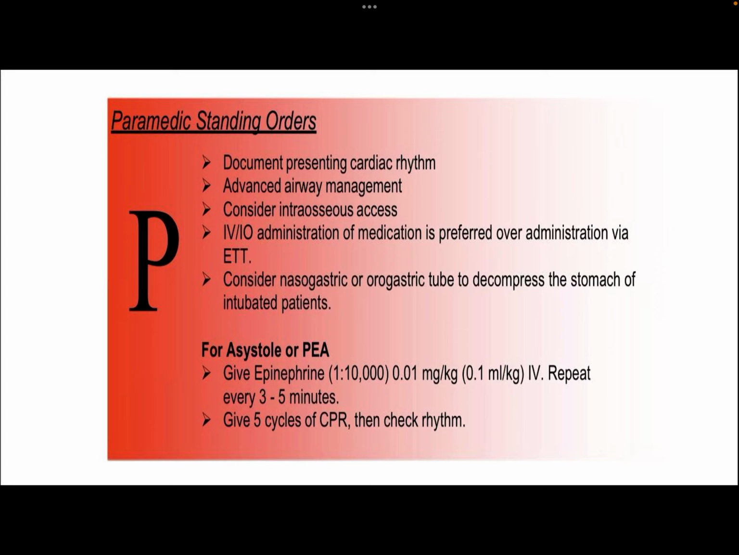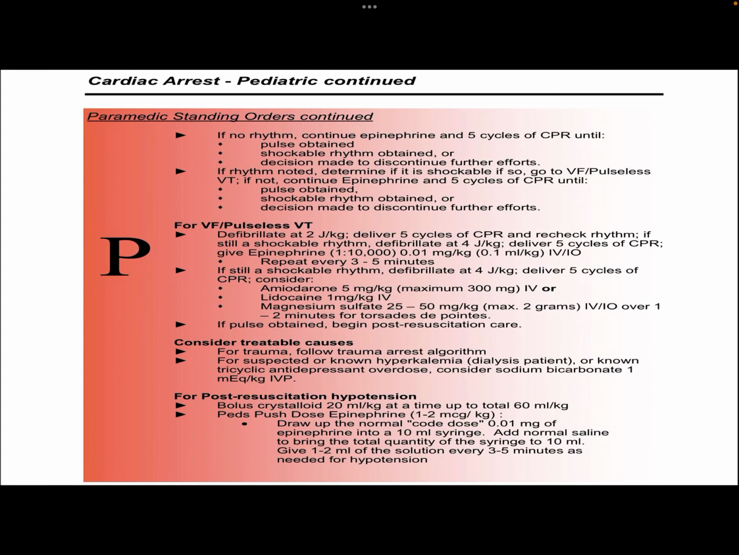If they're in asystole or PEA, give epi 0.01 milligrams per kilogram every 3 to 5 minutes, 5 cycles of CPR, and then do your rhythm check. If they're in asystole, continue epi and CPR.